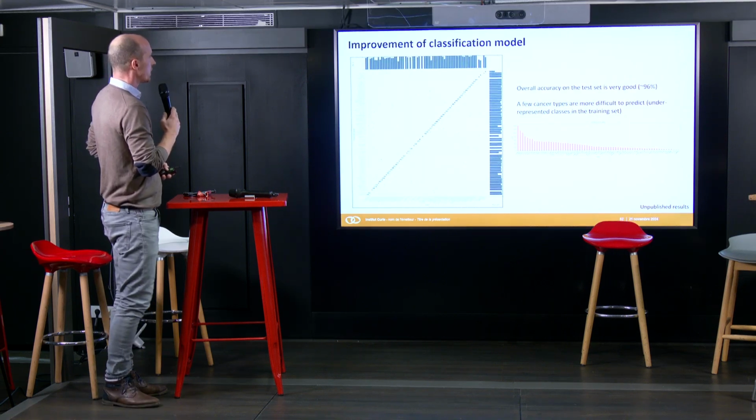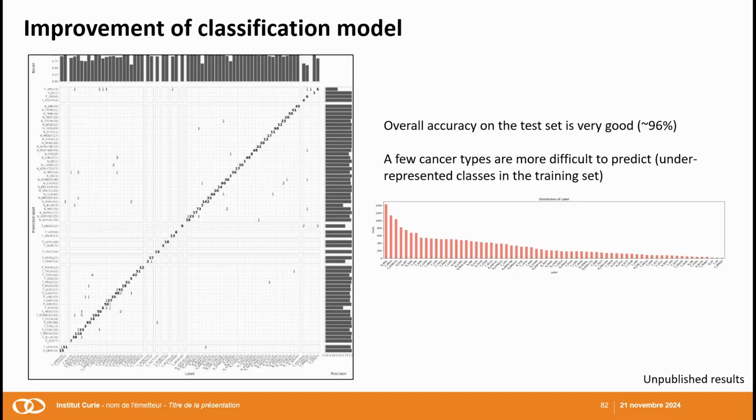So here you have the overall results. That's all the types of tumors the classifier is trained on, and this is a test set which has been used. You see that it works very well for almost all types of cancer. The performance starts to decrease.